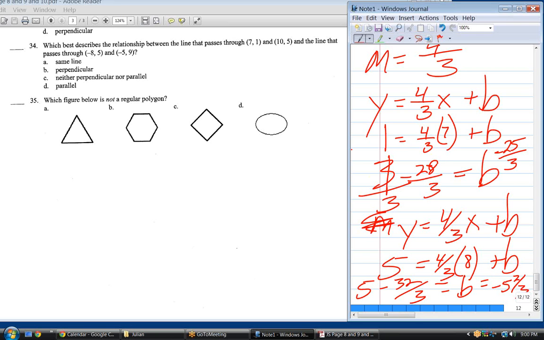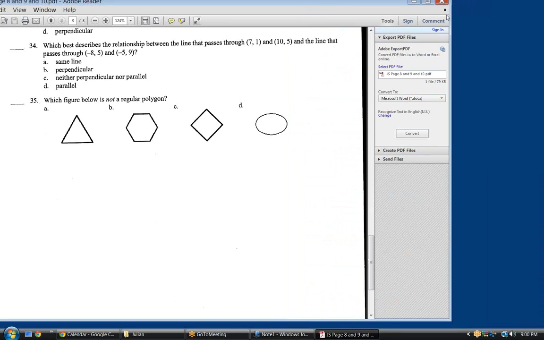Okay. Finally, at 9 o'clock perfectly, which figure is not a regular polygon? D. Well done.